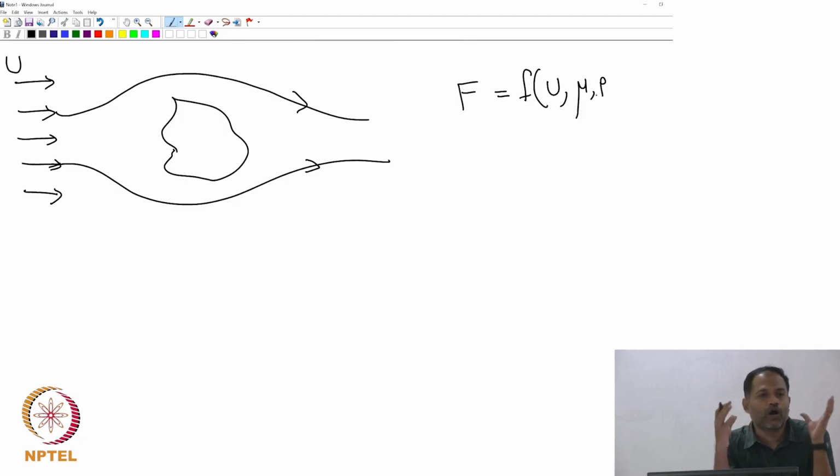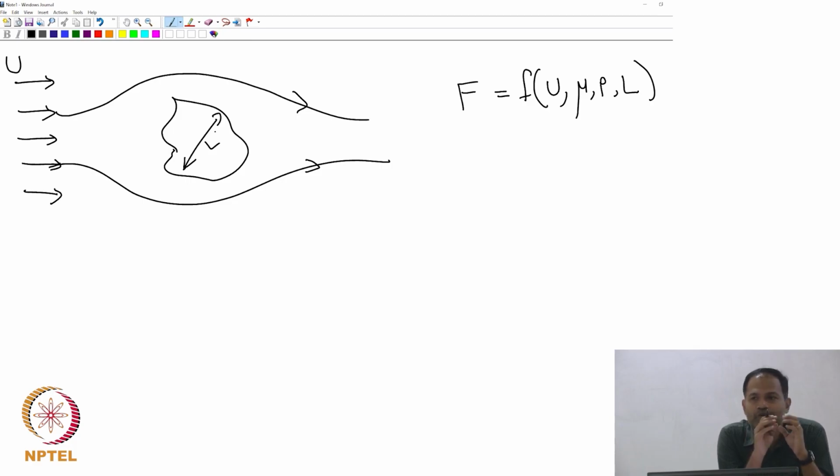And then of course, how big the object is. It does not have any shape. Let's say some particular length L, which might be some characteristic length of this object. So we expect that these are the things that would be important, and you want to determine the force.